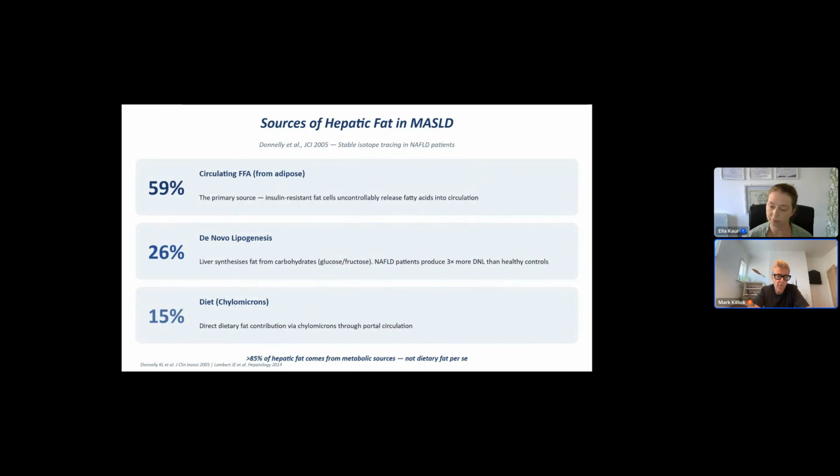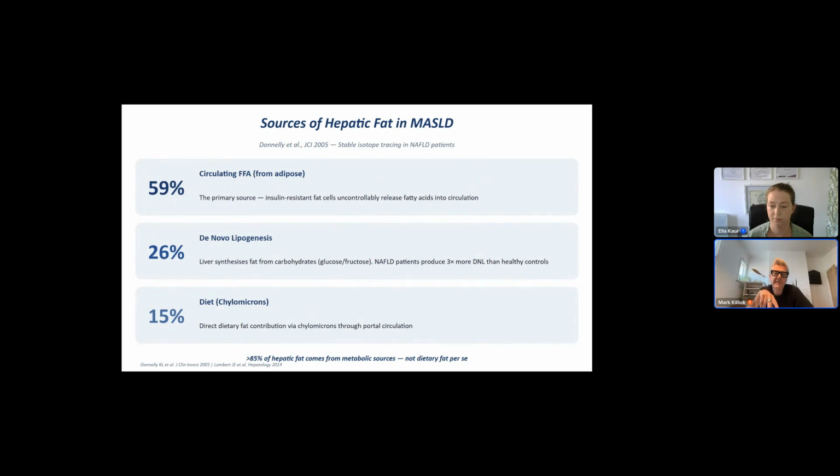What they found was that 59% came from circulating free fatty acids. This was the overflow of fatty acids from the fat cells that have become very full with fat themselves, so insulin resistant adipose tissue pouring out fat. And 26% came from the de novo lipogenesis that takes place within the actual liver, so the liver synthesizing new fat from carbohydrates.